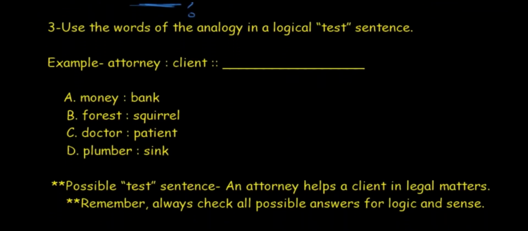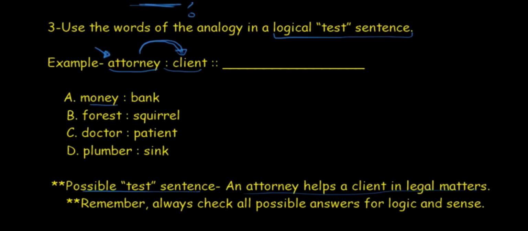Let's take a look at an example. Let's say, like we said, we were going to be using it in a logical test sentence, a bridge sentence. For example, attorney and client. What's the relationship between them? We did the word attorney in our vocab last block. That means a lawyer, right? So basically, an attorney helps a client fight a case. So a possible test sentence could be: an attorney helps a client in legal matters, right?